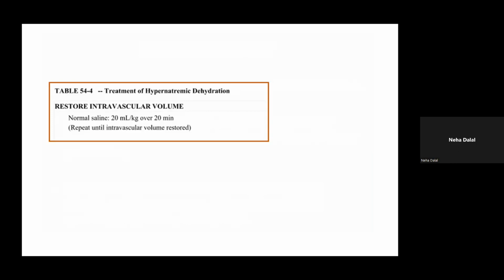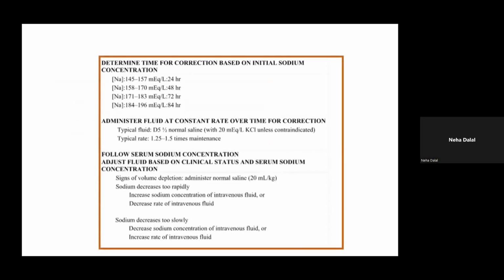The first phase, restoring the intravascular volume, is giving normal saline, 20 ml per kg over 20 minutes. This normal saline can be changed to a different special fluid when it is severe hypernatremia. The fluid can be repeated again if the intravascular volume is not restored.